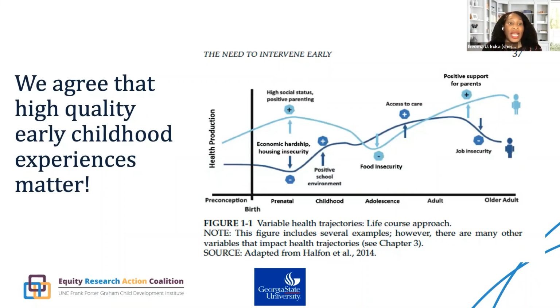So if children are experiencing economic hardships or housing insecurity, it actually has a negative impact in terms of their positive development over time. However, if they experience more of the high social status, economic status, positive and affirming parenting, we know that also serves as a promotive factor across the life course. So we know that different points in time, certain things matter.